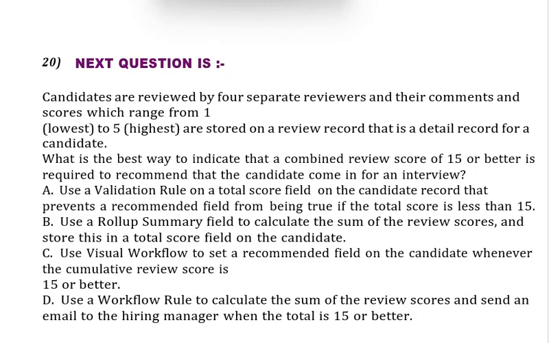Option C. Use visual workflow to set a recommended field on the candidate whenever the cumulative review score is 15 or better. Option D. Use a workflow rule to calculate the sum of the review scores and send an email to the hiring manager when the total is 15 or better. Correct answer is option D.